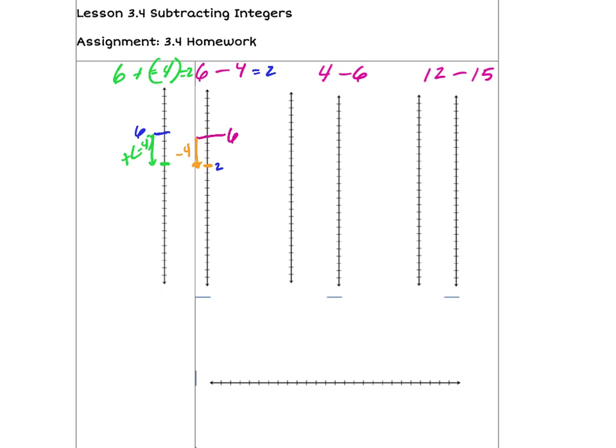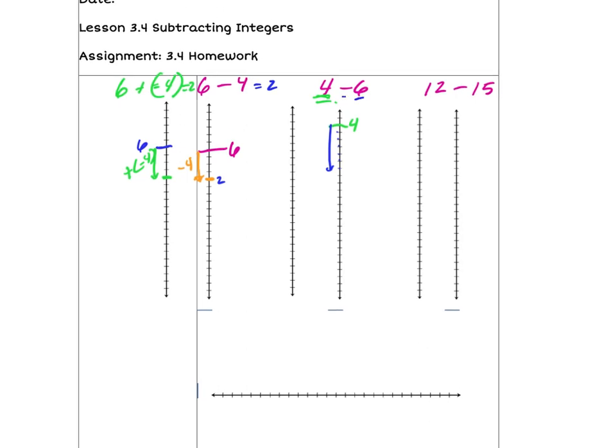Now let's think about this one. It's going to take a little thought. If we start at 4, remember that's what the first number always means. That's where we start. And we subtract 6. Which direction are we going to go? Where are we going to land? If I'm subtracting, I'm going down, right? Remember that on a vertical number line, if we're subtracting a positive number, we're going down, because this means subtract positive 6. So we go down and wind up at negative 2.